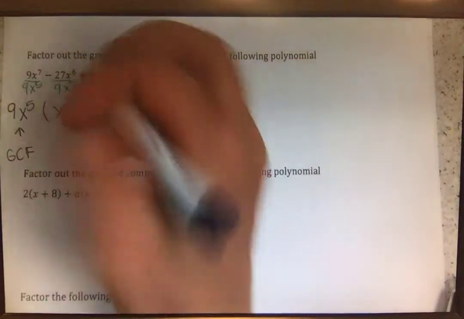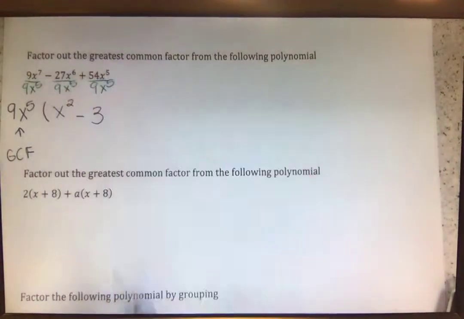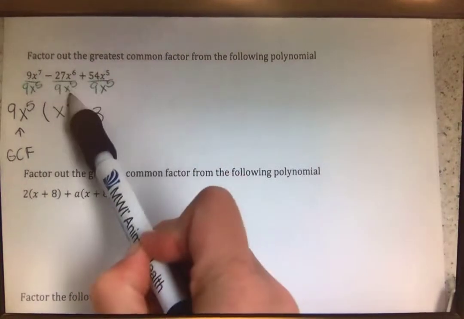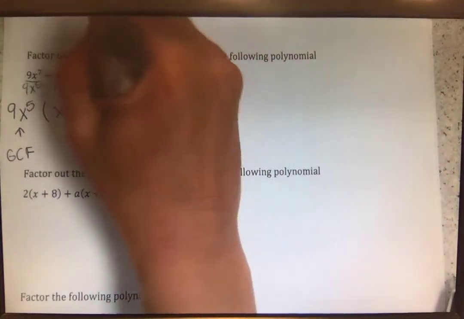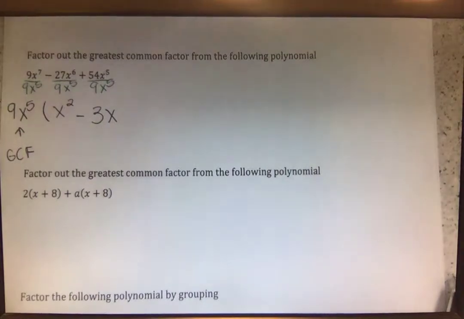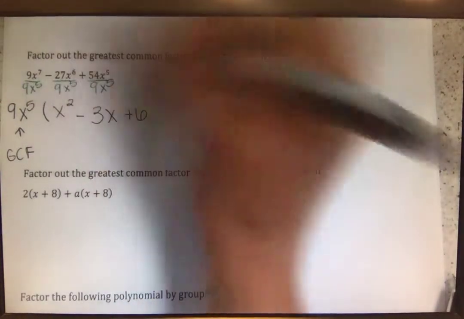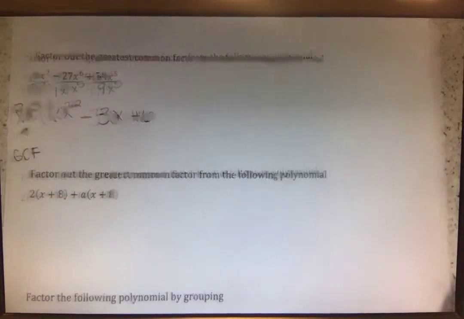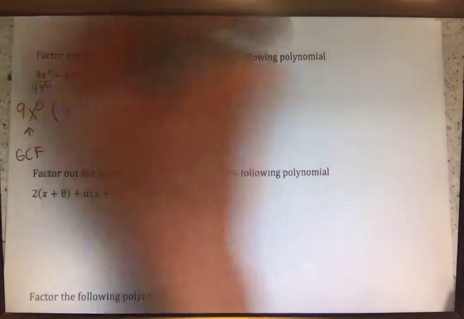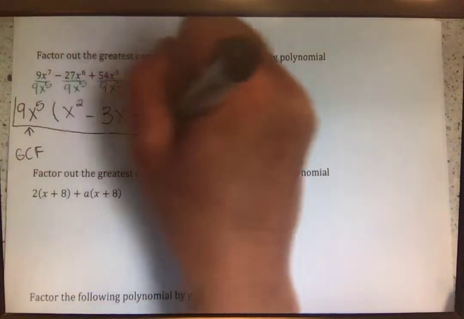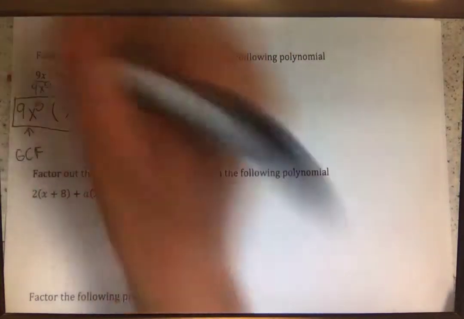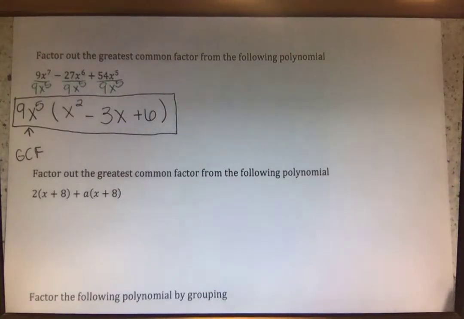Negative 27 divided by 9 is negative 3. We have 6 x's. We're taking away 5 of them, so we have 1 x left over. Lastly, 54 divided by 9 will give us positive 6. We have 5 x's. We're taking away 5 x's, so no x's are left over. That's our final answer. Again, if we were to distribute 9x to the 5th back in, we get back to our original problem.